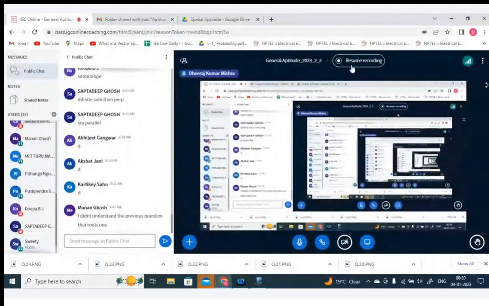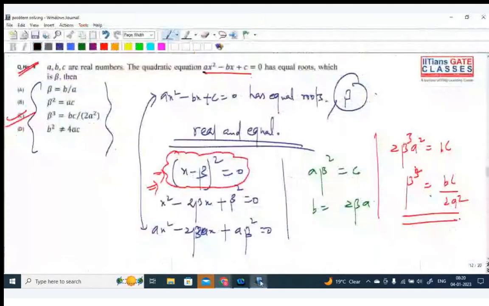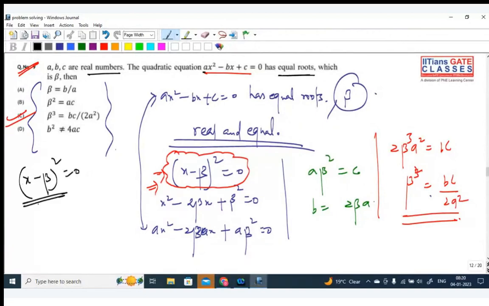So how many of you understood this question? See, what this question is saying here is a, b, c are real numbers, right? And the quadratic equation is given here, ax square minus bx plus c equal to 0, has equal roots. What is the meaning of equal roots? Equal roots means they have same root, right? So you can say that x minus beta whole square equal to 0 means it has one root only, and that is same. So this kind of equation you can write, and you can expand this.